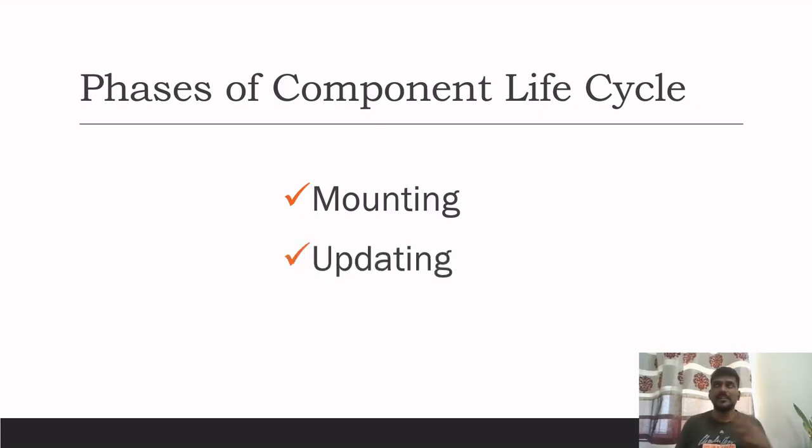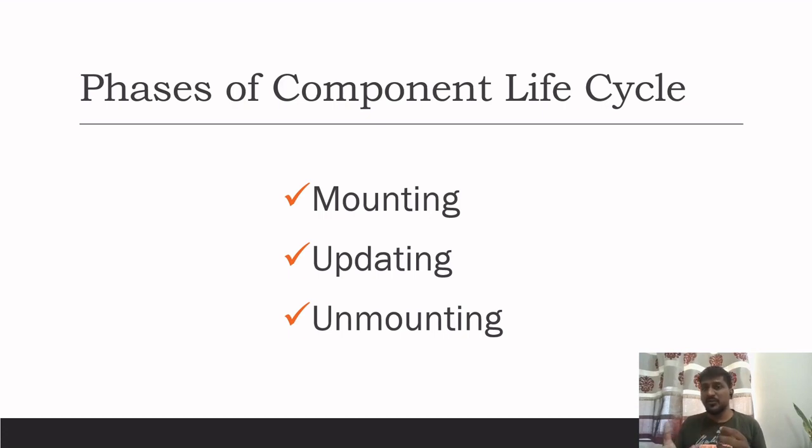Then comes the updating phase. So if any changes happen to our component, like we click on some button and we change some state, that phase is called the updating phase. In the first phase, when the component is rendered onto the screen, into the DOM, that is called the mounting phase. Then when we change something, that is the updating stage. And in the last stage, we call it the unmounting stage. So whenever a component is removed from the DOM, that stage is called the unmounting stage.